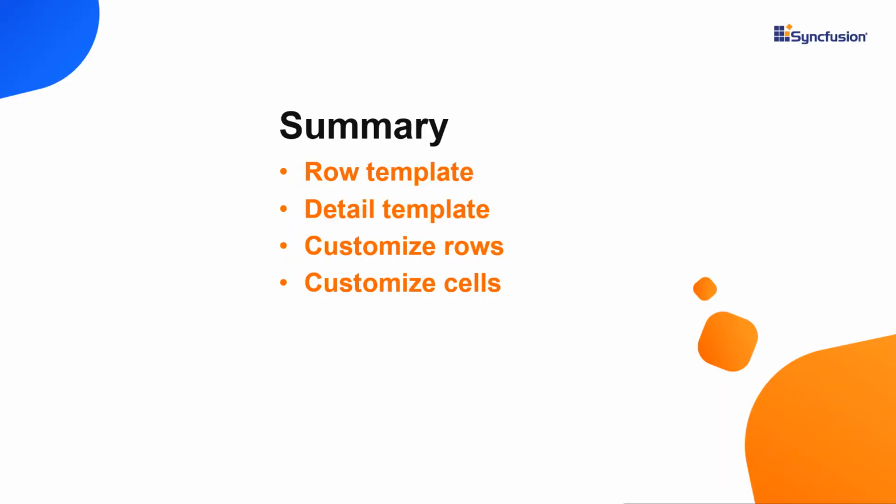Here's a quick recap of what we have seen so far. I showed you how to customize rows in a Blazor TreeGrid using templates. I also showed you how to customize a row using the RowDataBound event and a cell using the QueryCellInfo event.